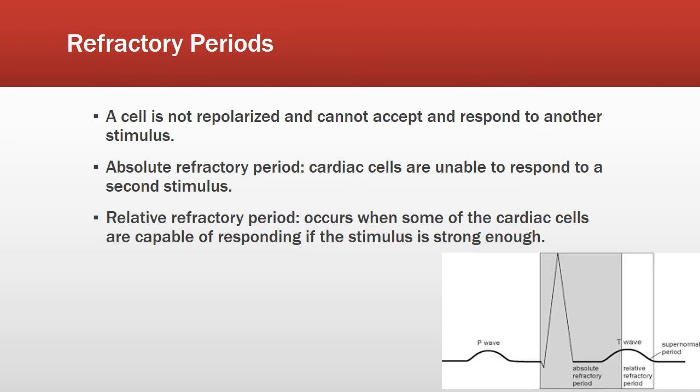Refractory periods. It's important for you to understand this because you will see on your monitor the R on T phenomenon. And so we're going to talk about that so it will make more sense to you. A refractory period is when a cell is not yet repolarized and cannot accept and respond to another stimulus, such as a QRS and a T wave, and this is noted on your EKG. If it is the absolute refractory period, this is the time during the cardiac cycle when the cardiac cells are unable to respond to a second stimulus, regardless of the strength of the stimulus.